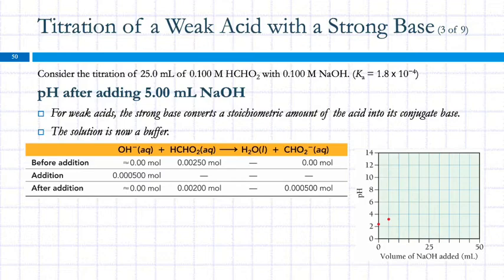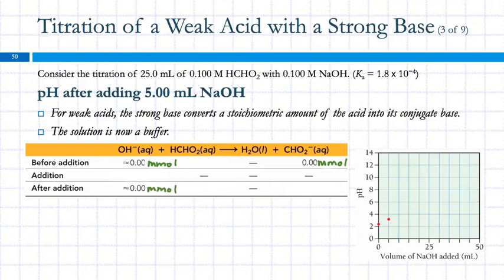We're going to add 0.5 milliliter of sodium hydroxide. So when we add the sodium hydroxide, that is going to convert a stoichiometric amount of the acid into its conjugate base. And now we have a buffer solution. So I am going to get rid of these moles again. I actually thought about redoing the slides, but it sounded very tedious at 4 in the morning.